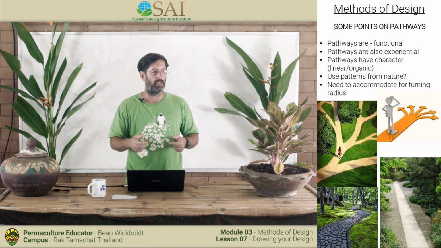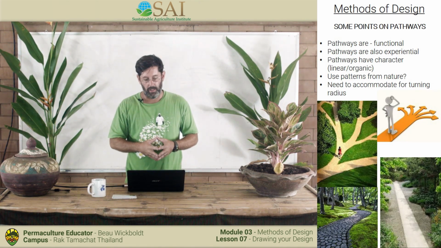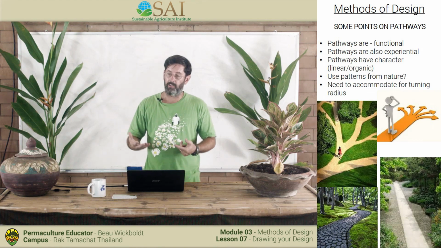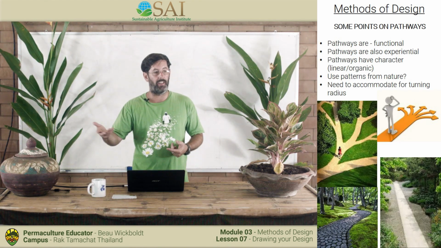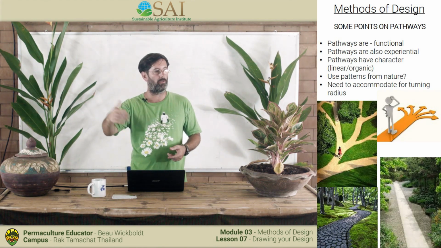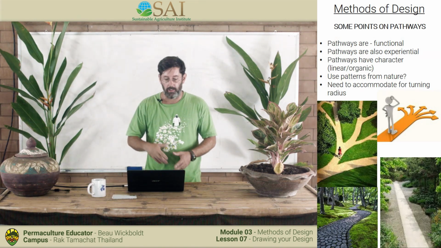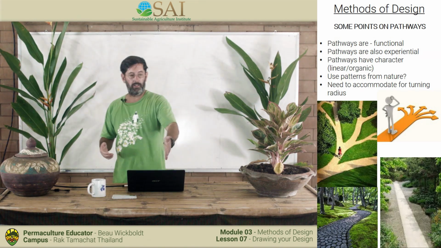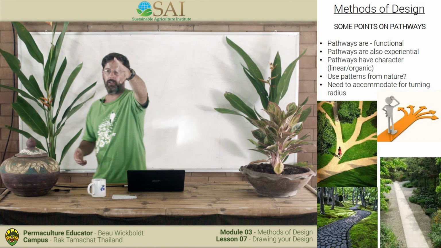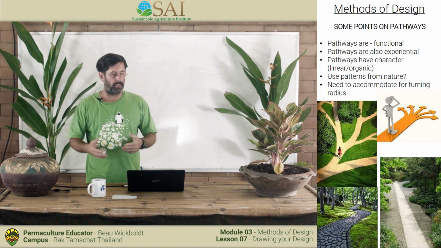Here we can see, and you have to understand, people are interacting with your design. You're creating their journey, their experience. We can use pathways that have character. They can be linear or organic, with different textures, stones, patterns, colors. Use patterns from nature, like the tree form there that we see going through a park. Pretty interesting. Or to accommodate a turning radius.